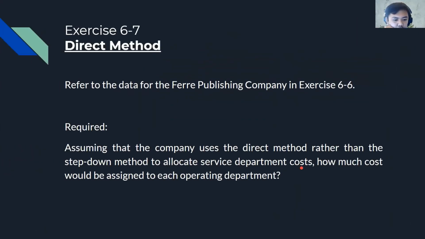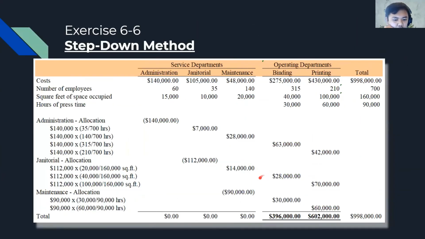For the binding department, we just use the same formula, just a different numerator, the allocation of 40,000, which will be equal to 28,000. So for the printing, same, the 100,000 over the 160,000 square feet multiplied by the total cost of 112,000 is equal to 70,000. And lastly, as stated in the problem, we'll be allocating the maintenance based on the hours of press time, the total is 90,000 hours.